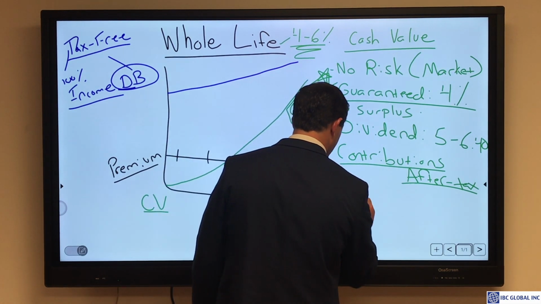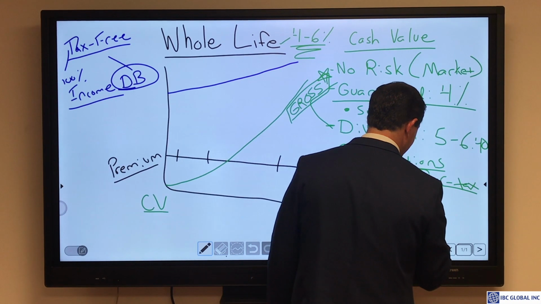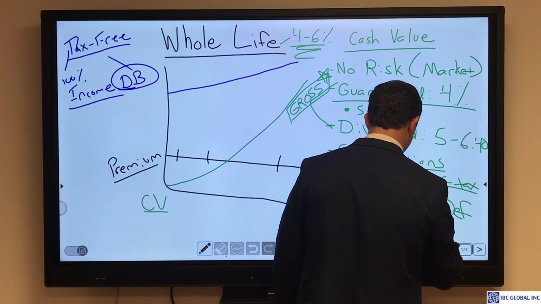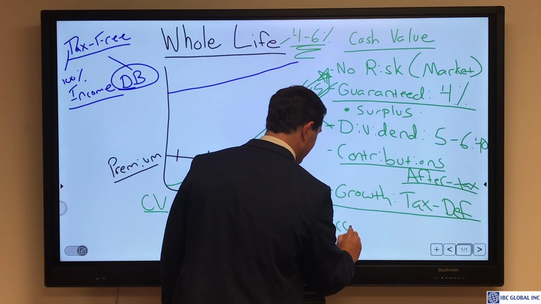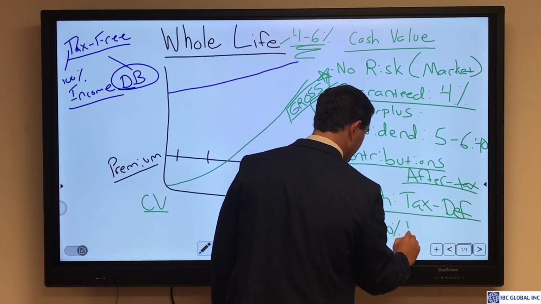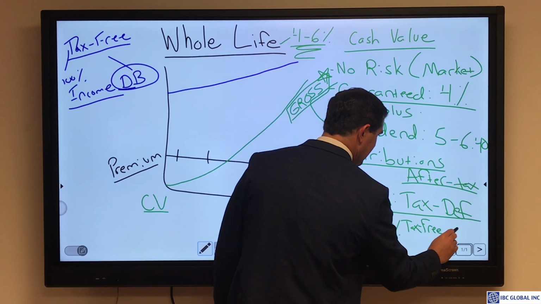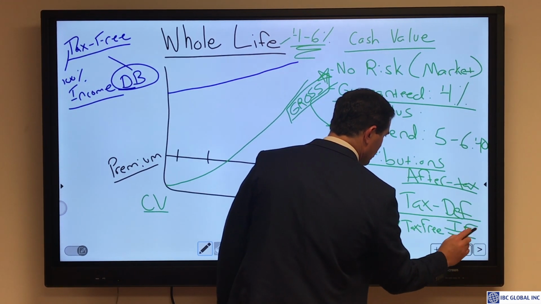The growth is technically tax deferred, so as it's growing, I do not pay taxes on it. And then I can access the money 100% tax-free if, I'm going to put that in caps, I do so properly.